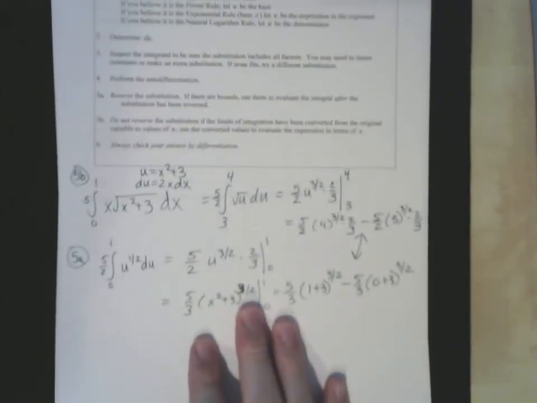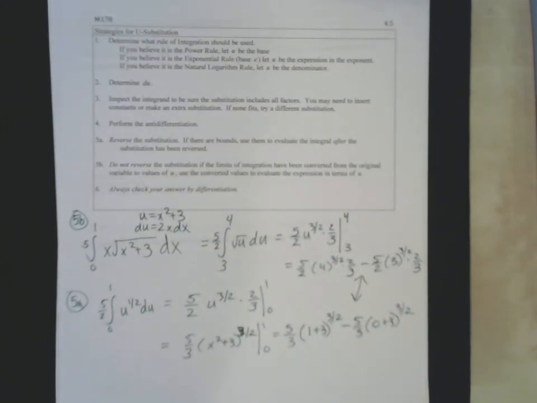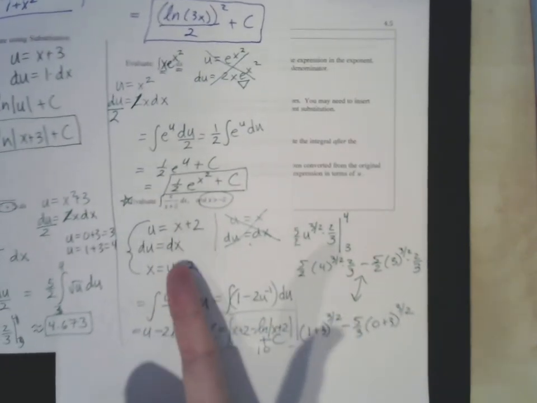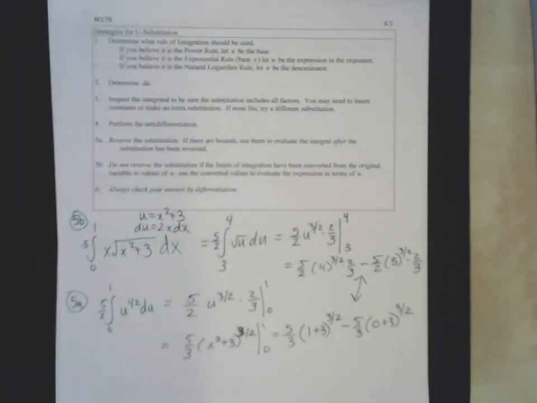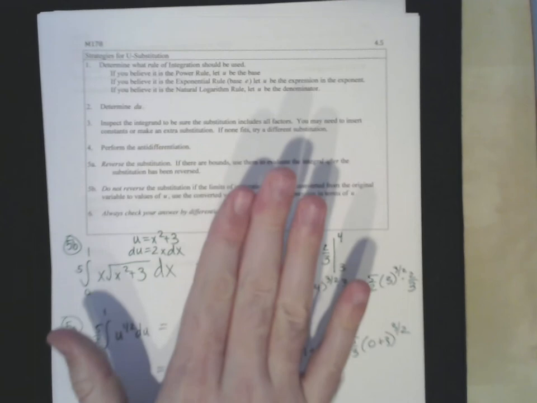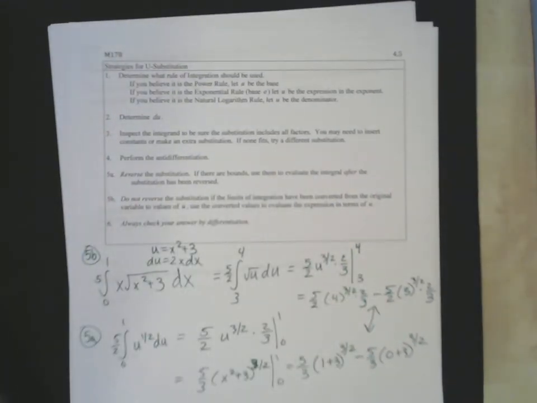So that is substitution. I gave you an example of how to do definite integrals. We did the complicated version of substitution where you have to do a kind of triple substitution. Everything else is very straightforward. You have your strategy list here. You can refer back to this. It'll be a good resource. But this is the end of 4.5.